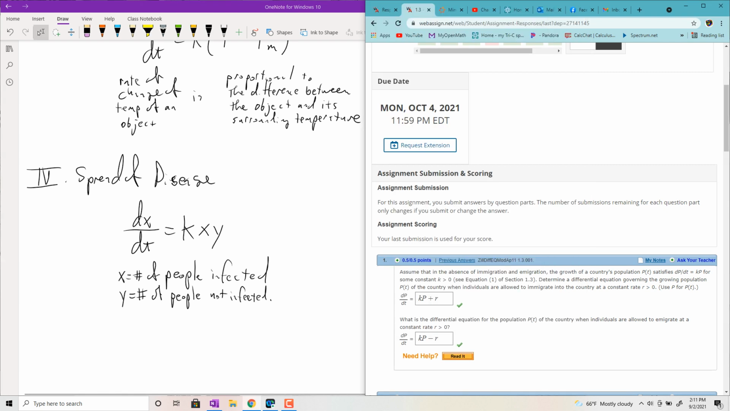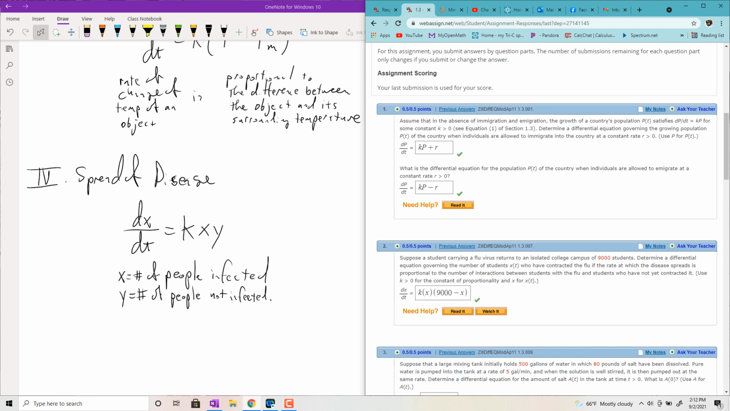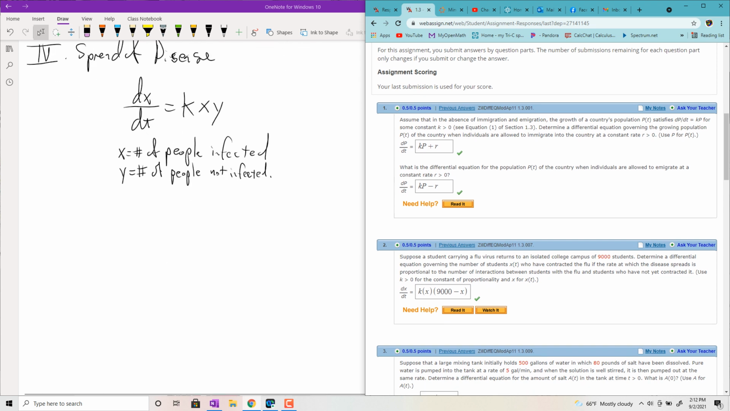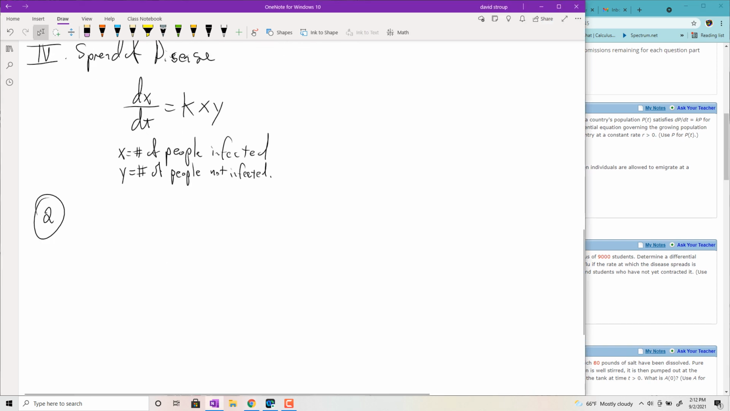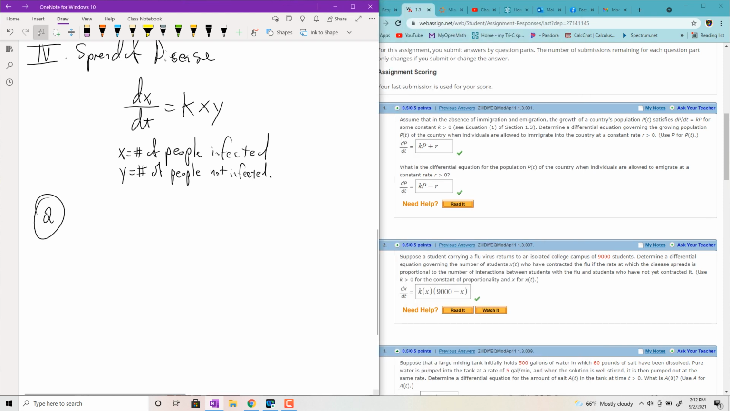Okay, let's go ahead and look at the story problem here. So unfortunately, I already have the answer sitting there, but suppose a student carrying the flu returns to an isolated college campus of 9,000. So at time 0, the number of people who are not infected, I guess 8,999, but yeah, that's not gonna work. I'll just say there's 9,000 people there on campus.